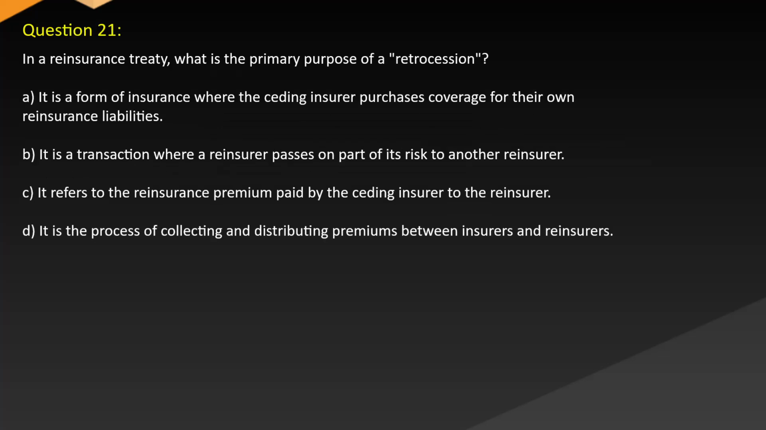Question 21. In a reinsurance treaty, what is the primary purpose of retrocession? A. It is a form of insurance where the ceding insurer purchases coverage for their own reinsurance liabilities. B. It is a transaction where a reinsurer passes on part of its risk to another reinsurer. C. It refers to the reinsurance premium paid by the ceding insurer to the reinsurer. D. It is the process of collecting and distributing between insurers and reinsurers.